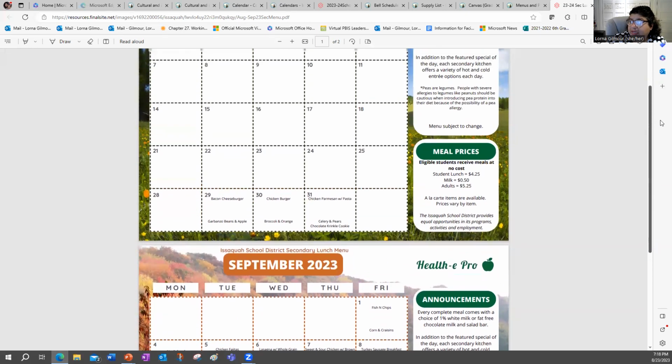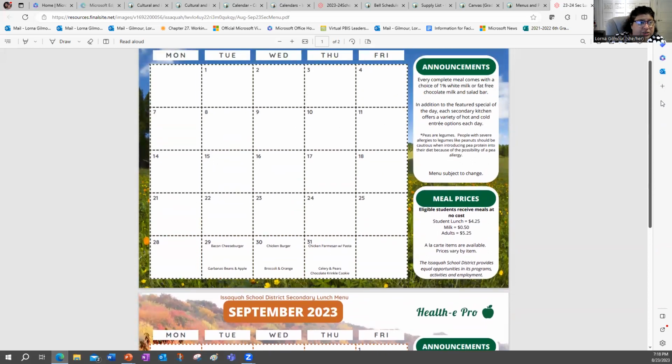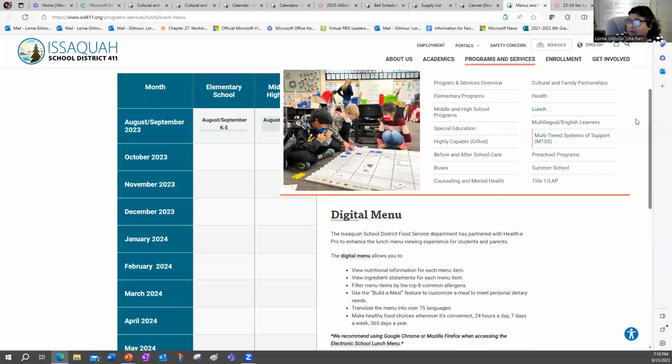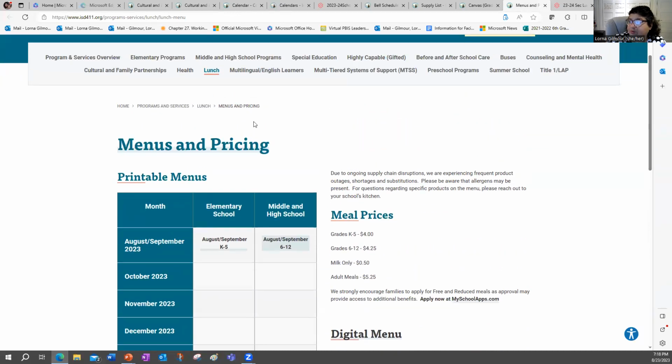Also note that during our COVID years, lunches were free. So lunches are no longer free. They're only free if you qualify for a free lunch. It's a reduced price if you qualify for a reduced lunch plan. And make sure during EVP you completed the forms for free and reduced meals. And if you have not done the free and reduced meal application, it's not too late.